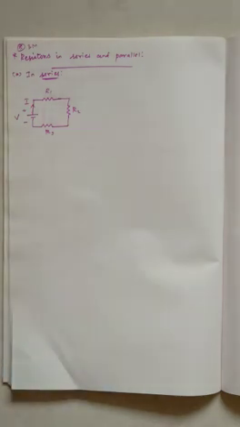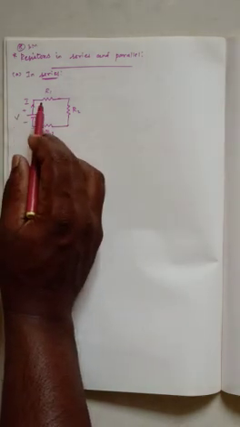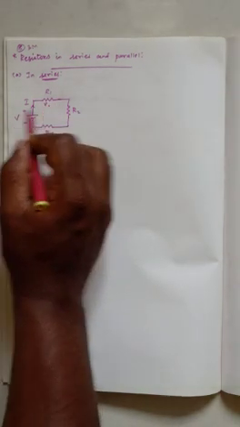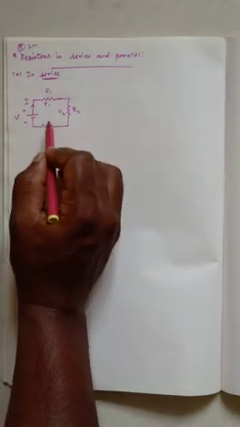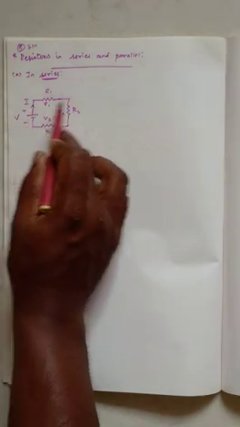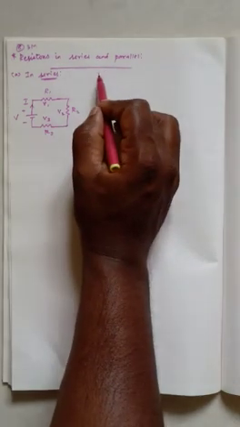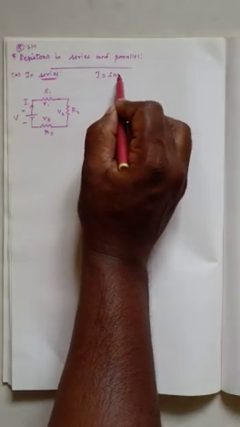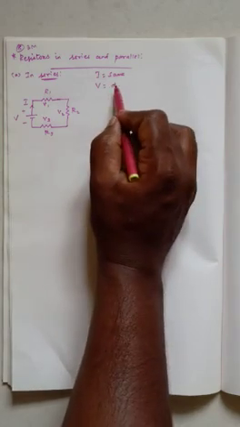So if current is the same, the potential drop is going to change. The potential drop V is common, across R1 as V1, across R2 as V2, across R3 as V3. So in this condition I is the same for all the resistors, only the potential differs. So we can write I is the same for all the resistors, but potential difference V is different.